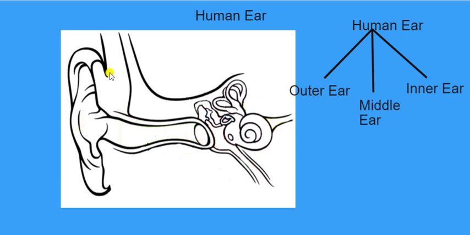The first part of outer ear is pinna, which is the portion of ear which is visible to us. We all can touch it, we can feel it. It is the covering of the human ear. Pinna acts as a funnel. It collects the sound waves from the surrounding and directs it to the ear. It also protects human ear.